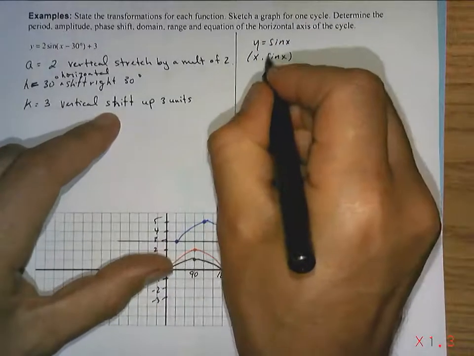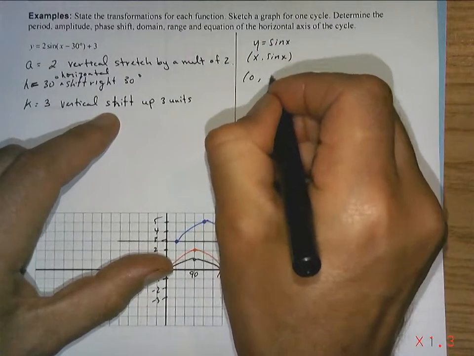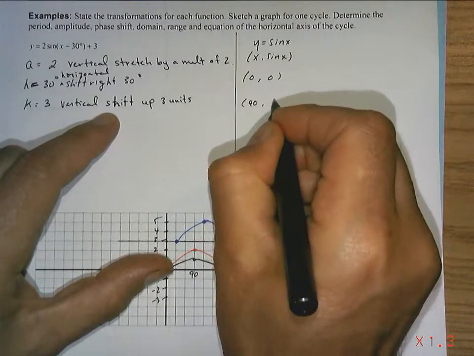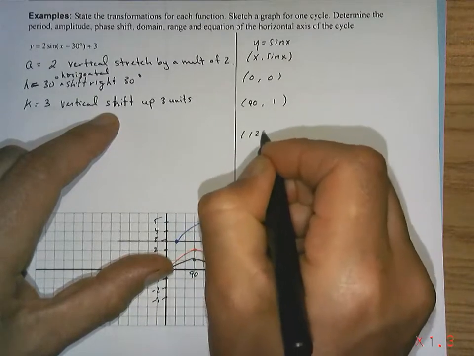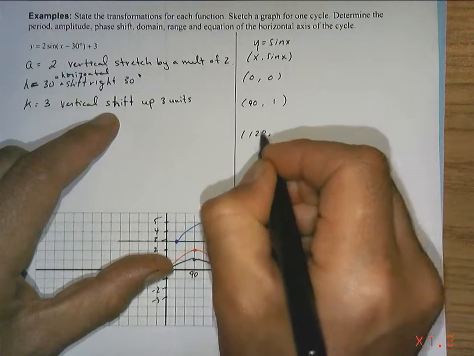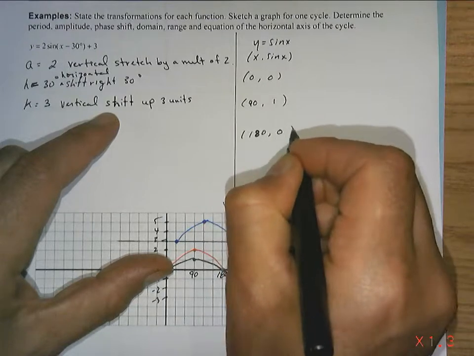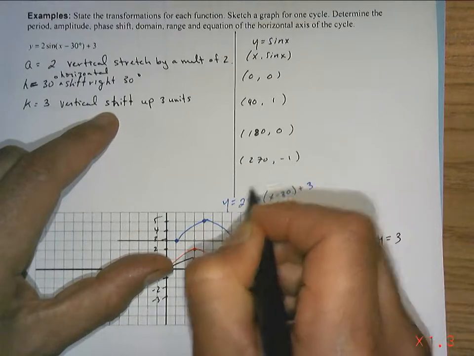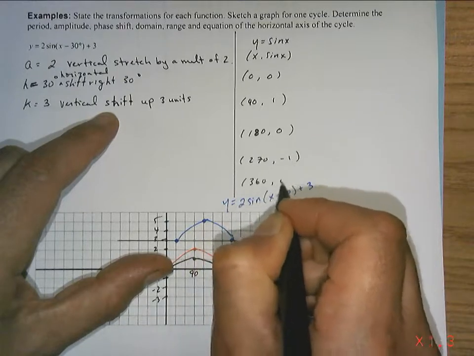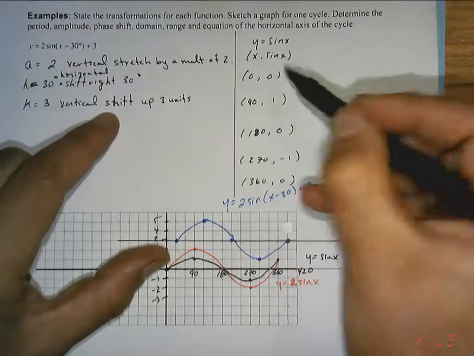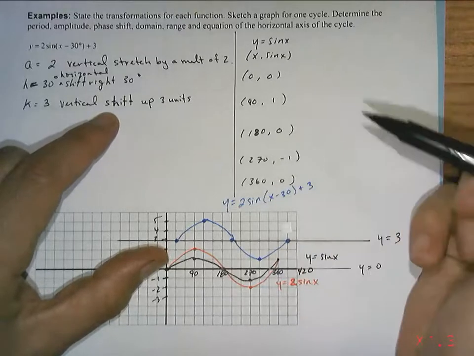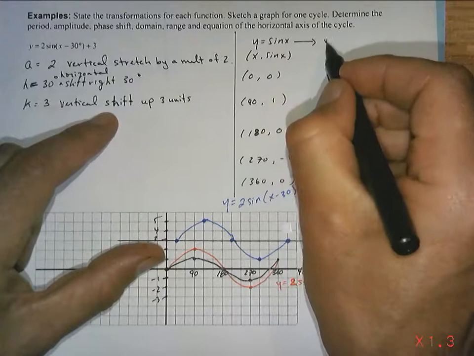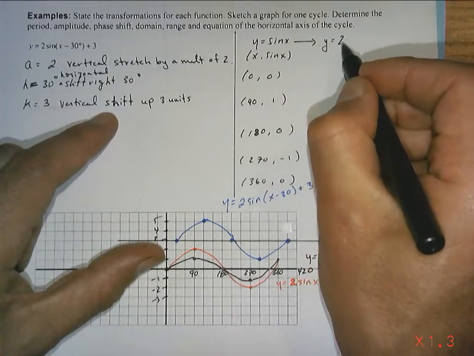Now each of the points on the sine x curve will be (0, 0), (90, 1), (180, 0), (270, negative 1), and (360, 0). Those will be 1, 2, 3, 4, 5 points on this curve. Now, that's not the curve we want. We want this curve.